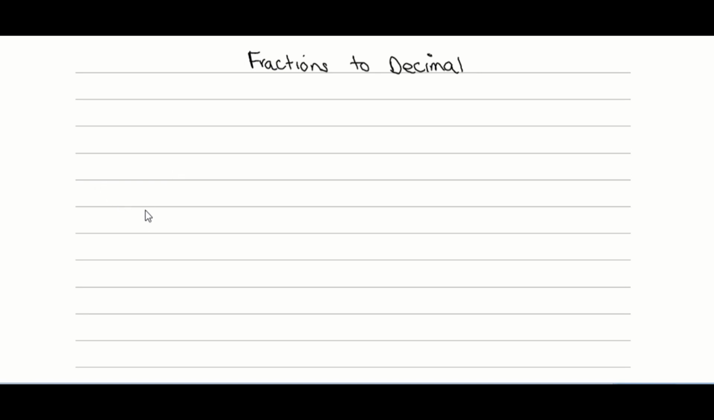Okay, so whenever you want to convert fractions into decimals, you have to make sure you follow the steps. For example, you have 1 over 3 and you want to convert it into a decimal. First, you need to write the numerator inside your division and the denominator outside. The numerator is always the one on the top, and the denominator is the one on the bottom. So the numerator goes inside, that is 1, and the denominator goes outside, that is 3.